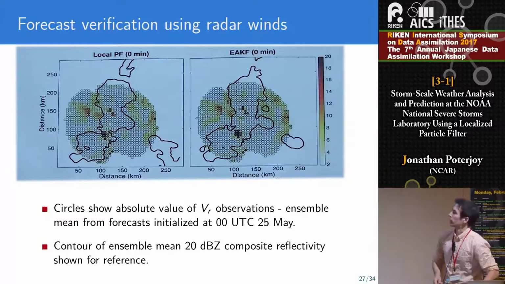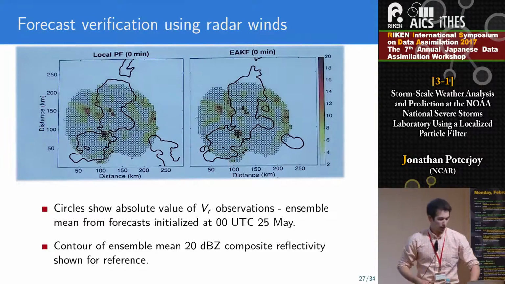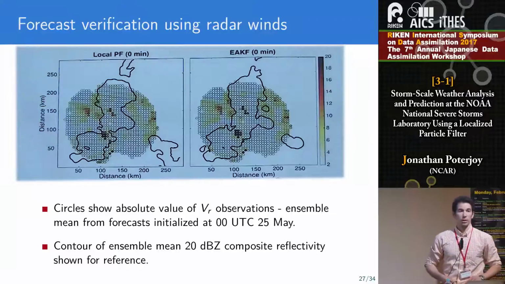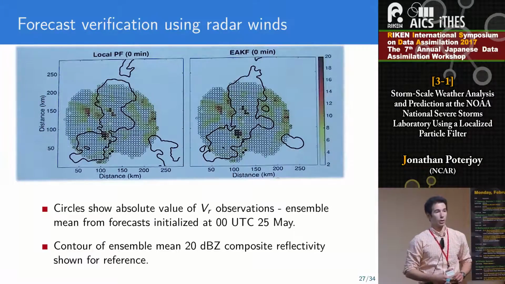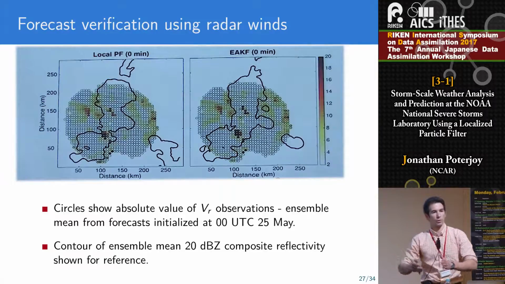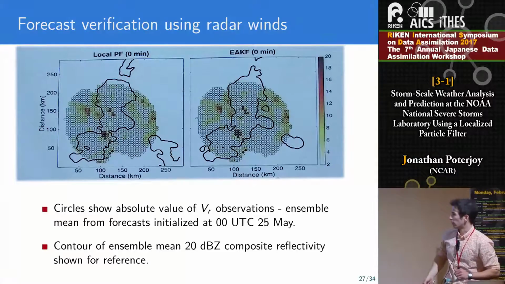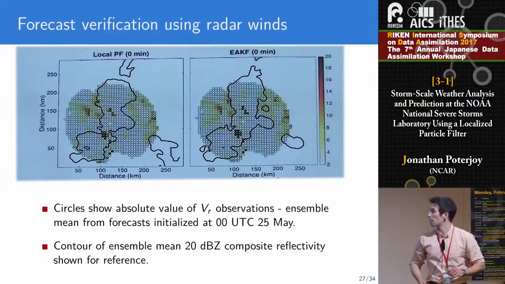The way we're going to verify whether or not we're doing something useful using this nonlinear method is to compare the forecast results with radar velocity winds that are being collected. For this particular case, we are lucky because the storm occurred right over a radar, so we have many forecasts that we can verify using these radar observations. Each of these circles is just the absolute value of the difference between the VR observations and the ensemble mean.